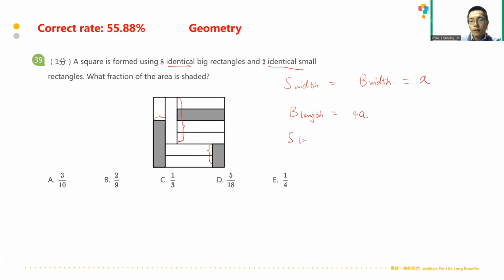And then the third hidden condition is here. The length of the small rectangle is 2A. With that known, we can calculate the area of the shaded area.